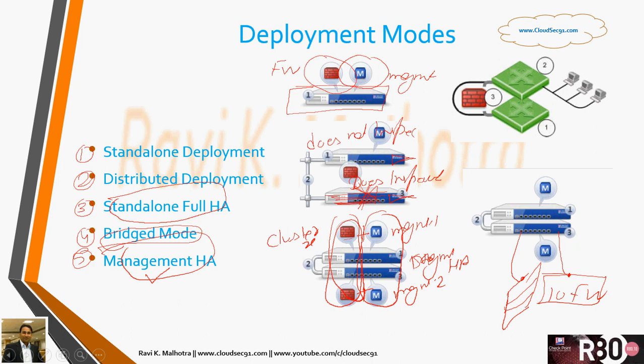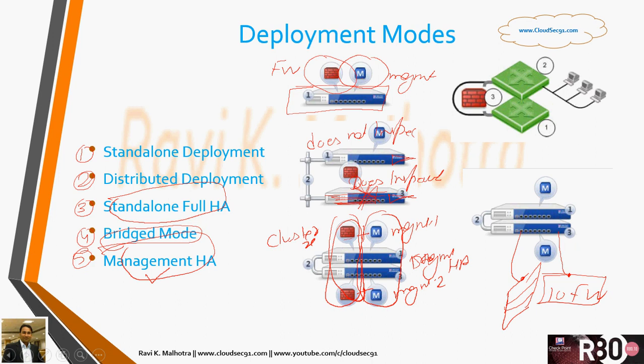Remember that if the management server goes down and it was not standalone HA, it will have no impact on your firewall. The firewall will keep working its way. The only problem is that if you need to install a policy or if you need to retrieve logs, because the management server is also a log server. So in that case, you really need to think about management HA.